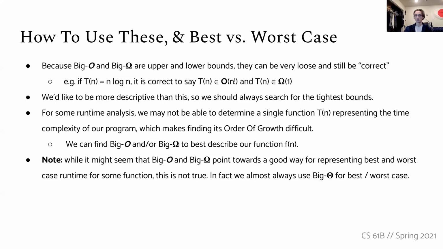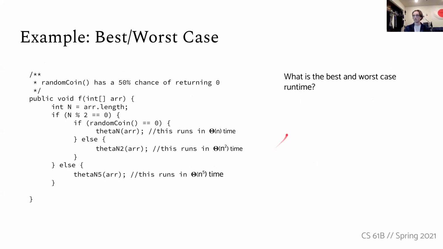So let's look at a best case and worst case example. So here, looking at our program F, we want to find what the best and worst case runtime is. And it is possible to have multiple functions representing this best and worst case. So our best case could have some big theta that is different than our worst case big theta. But we could also have big O slash big omega representing either one of these. So I'll give you guys a couple minutes to work on this problem, understand it.